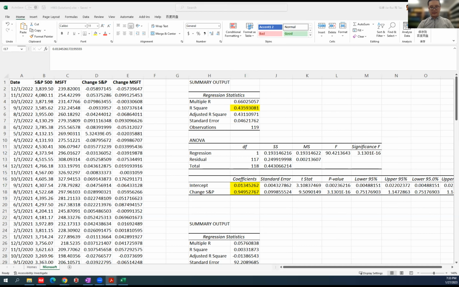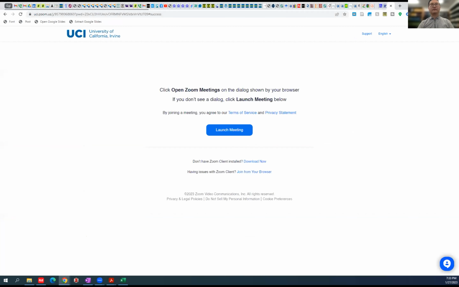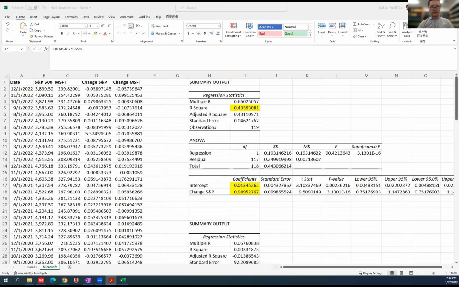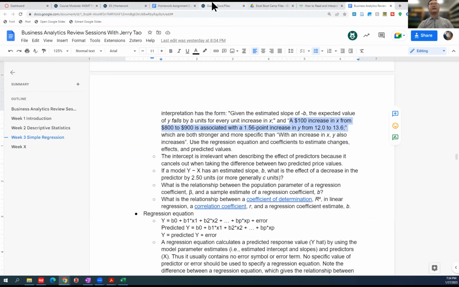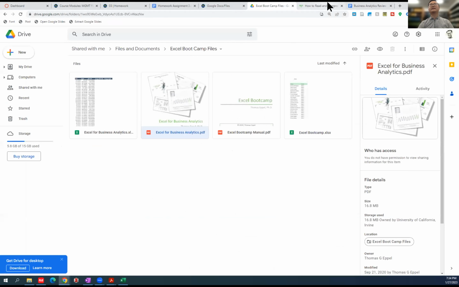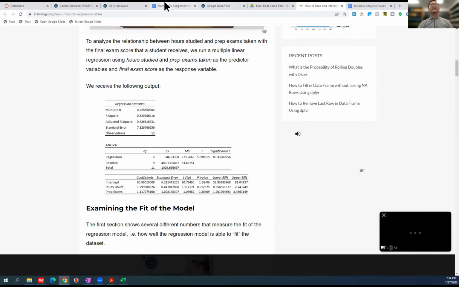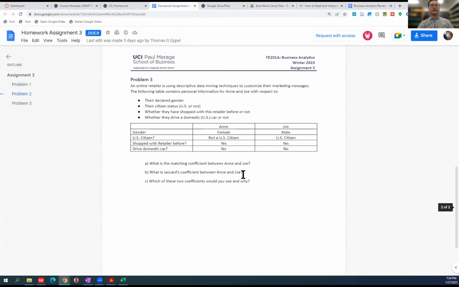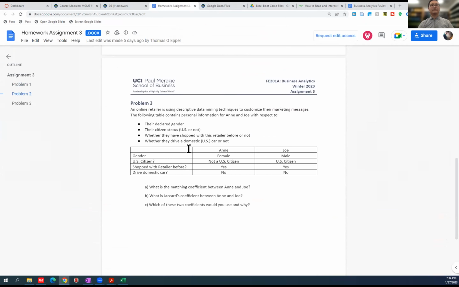It seems you're pretty good in the simple linear regression model. Did you have any questions regarding problem 3? It's about similarity measures. Particularly, the 2 measures we're trying to use are the matching coefficient and Jaccard's coefficient.